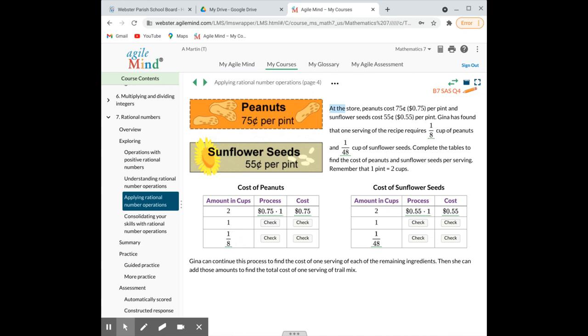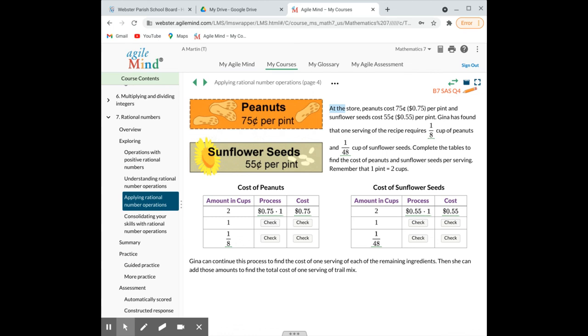Gina has found the 1 serving of the recipe requires 1/8 cup of peanuts and 1/48 cup of sunflower seeds. You complete the tables to find the cost of peanuts and sunflower seeds per serving. Remember that 1 pint equals 2 cups. All right, so we have the cost of peanuts and we have the cost of sunflower seeds. So we have to be able to find these answers.